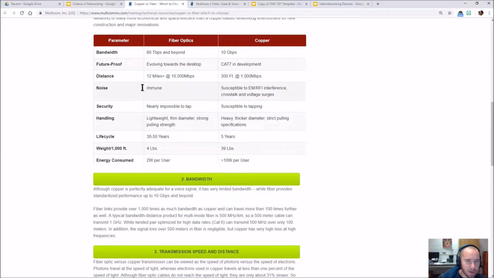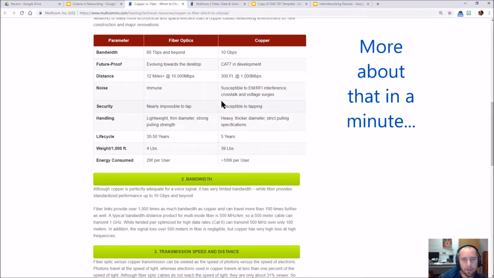The distance that fiber optics can travel is more than 12 miles at 10,000 megabytes, so that looks like, since 1,000 megabytes makes 1 gigabyte, we're talking about 10 gigabytes. Okay, so for over 12 miles, fiber optics can carry the same max that copper has. So that's very impressive compared to this one, which is only at 300 feet. And of course that number is smaller. That's 1,000 megabytes, or just 1 gigabyte. For security, it's nearly impossible to tap, while copper is relatively easy to do so.